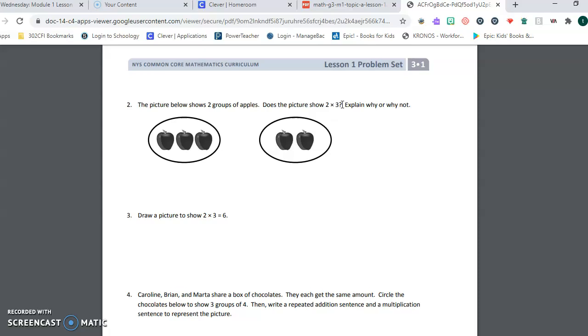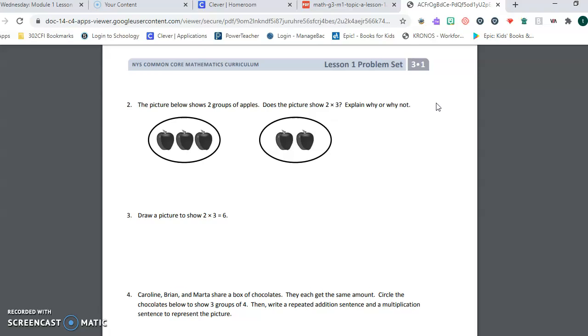And you're not finished there. It says explain why or why not. And explaining your reasoning or your thinking can be a really challenging thing. But the good news is that you can do that a lot of different ways. You can write words to explain yourself.